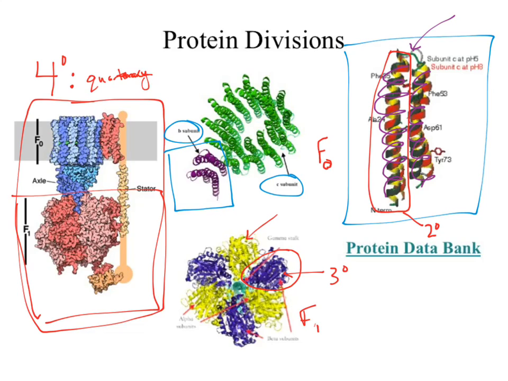Anything else? Primary. The last one left over. Well, our primary is just the sequence of amino acids. There's no structure at all associated with it short of just formulas. So we could look at the primary structure of that.